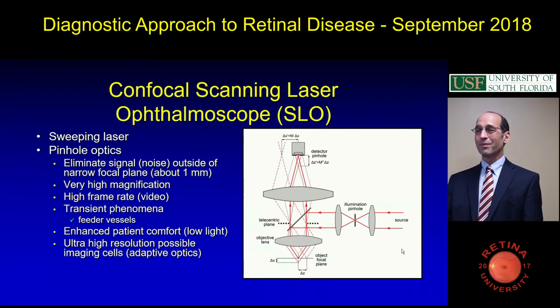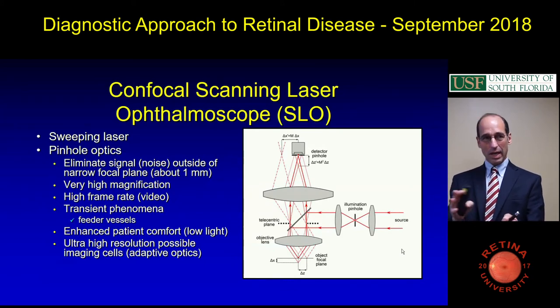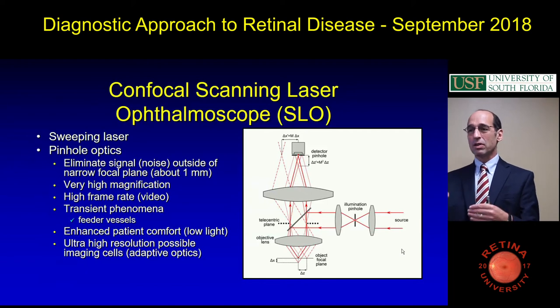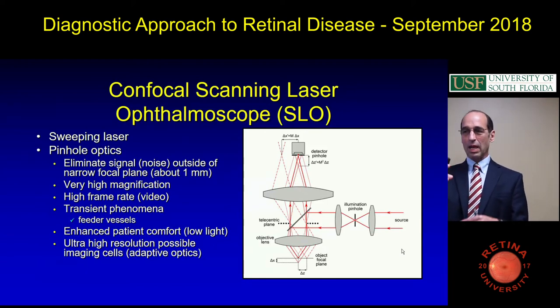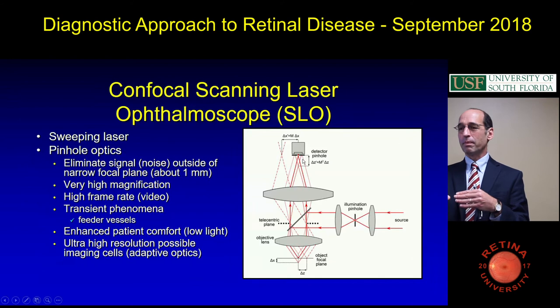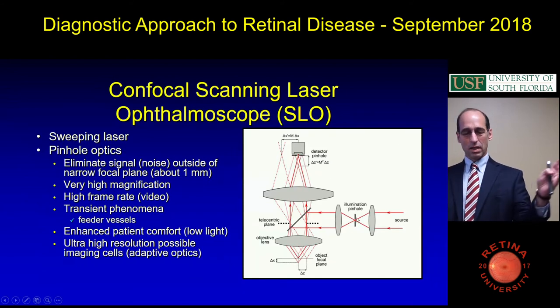All right, scanning laser ophthalmoscopy. This is how all the images are taken nowadays. It's a sweeping laser. It's not a camera, which is nice. It has several advantages. And then there's pinhole optics. There's a pinhole at the camera, there's a pinhole by the aperture. And what that does is it eliminates all the noise.